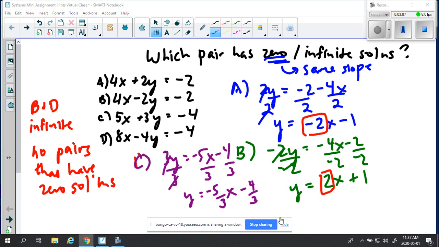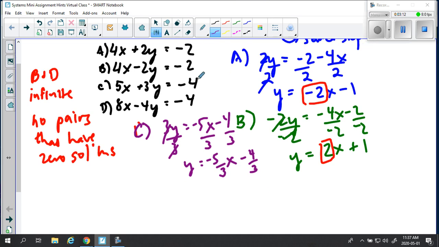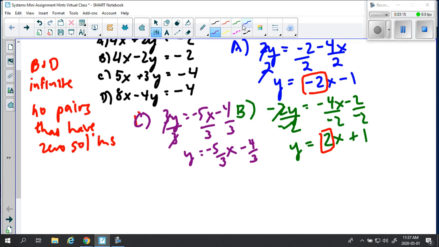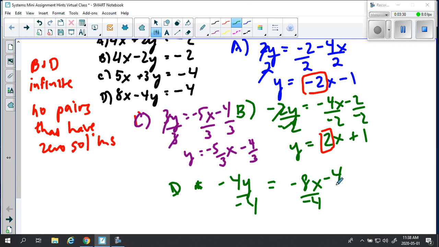And if we keep going, we can also do part D. I'm running out of colors here. I guess I'll do that one in green as well. So for part D, I can rearrange that one. And I'm going to get negative 4y is equal to negative 8x minus 4. Divide everything by negative 4. So then y is equal to 2x plus 1. So let's take a look at the slopes. This slope matches this one. This slope doesn't match with anybody.